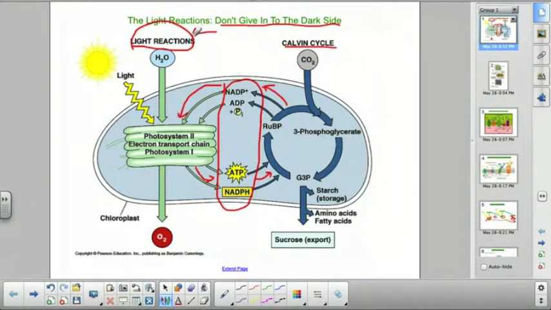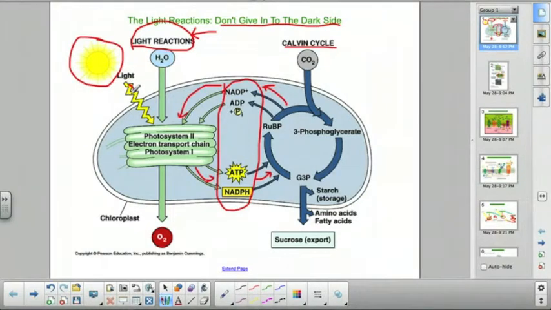Today we're going to look at the light reactions. They're called the light reactions because, surprise, surprise, they involve sunlight, or it doesn't have to be sunlight, it can be any kind of light. It can be light from a light bulb, it can be light from your computer. Any kind of light, but typically in nature, it's going to be sunlight.